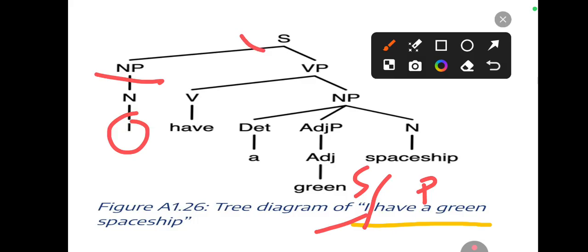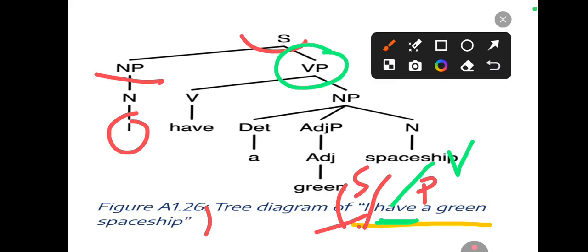So that sentence, this is the whole sentence, right? And the sentence is divided into the subject, and the rest of the part is called the predicate, right? So this is the subject, and then this part starts with "have", which is the verb, right? So that is why this is the verb phrase.